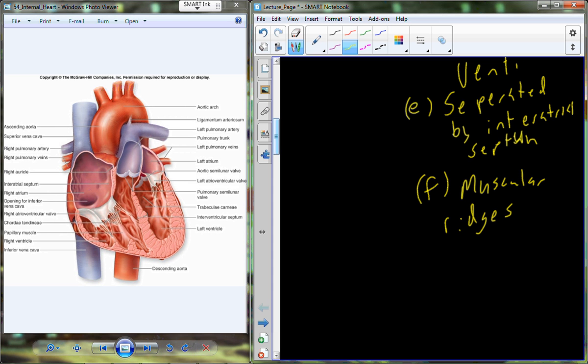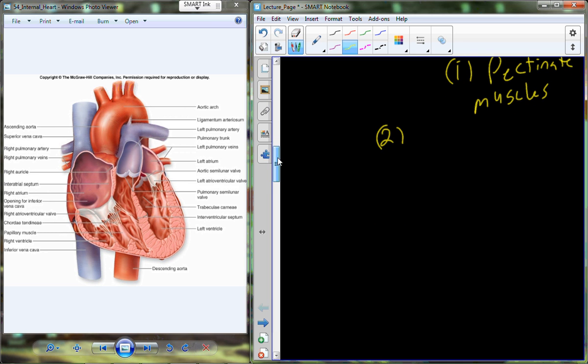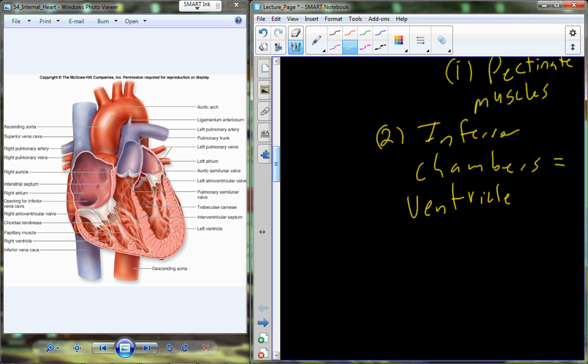All right, moving on. We have some muscular ridges on the external surface of both atria that are going to help with contraction of the muscle. These are called the pectinate muscles. So that's our superior chambers. How about our inferior chambers? Inferior chambers are called the ventricles. And these two will have left and right designators, and they will pump blood into the circulatory circuit.